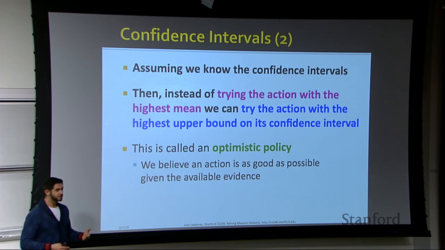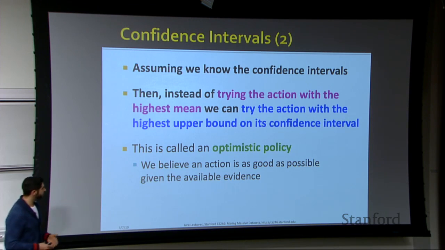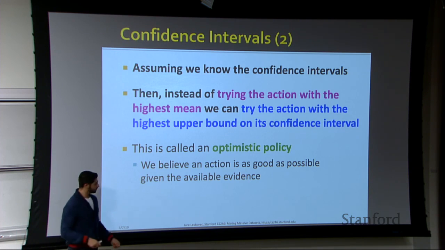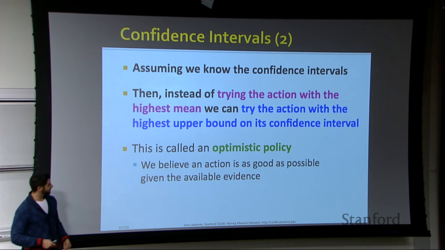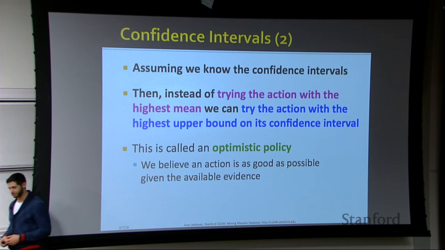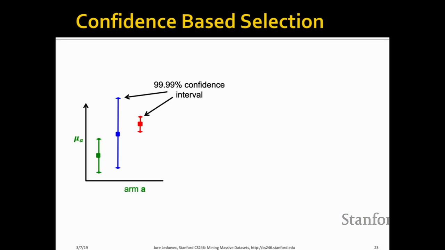And this is called an optimistic policy. It's often used in the context of greedy algorithms as well. Basically, it's based on the belief that every action is going to be as good as possible given the available evidence. All right, let's try to see this with numbers and with a better drawing than what I have on the board. Now we have some plots. So we start from here. This is the different distribution just for arm A.